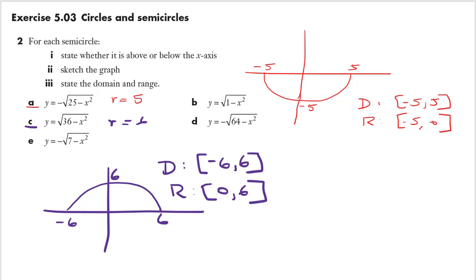Semicircles, nice and easy. Most of these are square numbers, the r squared section. When you've got a 7 here, the square root of 7 is root 7, so your domain will be plus or minus root 7.